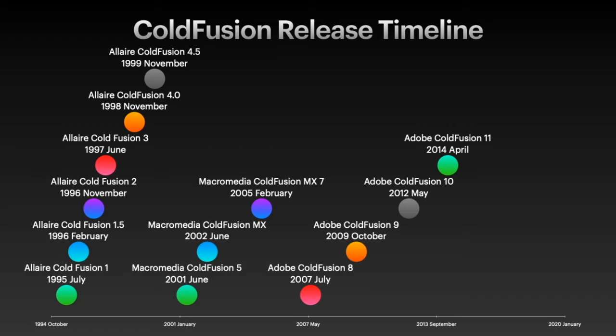So ColdFusion 2016 came out in February of 2016, ColdFusion 2018, July of 2018, and we are on the precipice, as of the time of this recording, of ColdFusion 2020 being released. So as you can see, lots of releases, very consistent timeline. ColdFusion is constantly being updated with new features and new functionality.